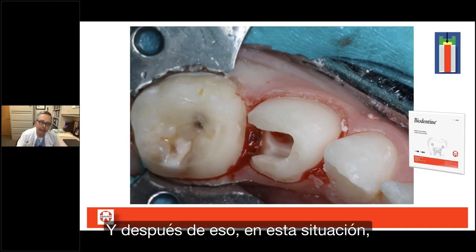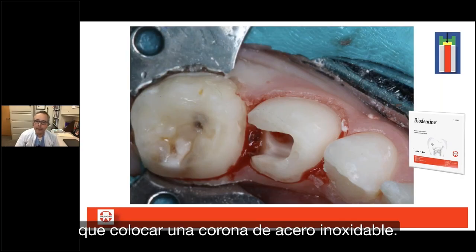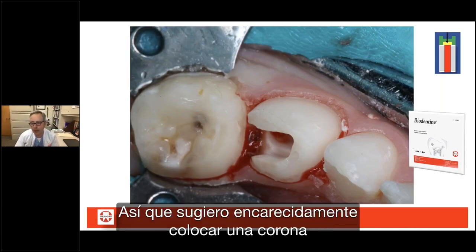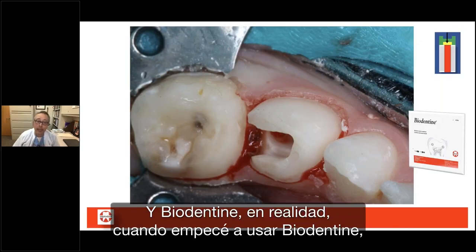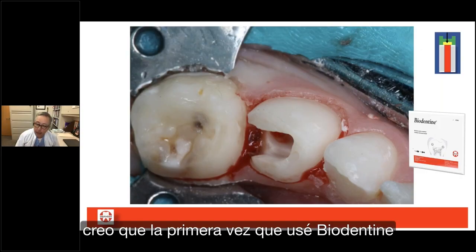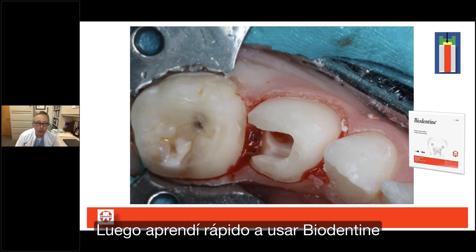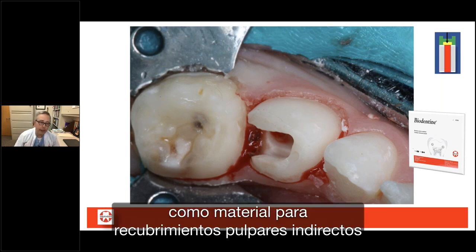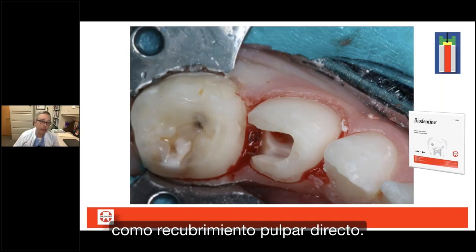And then after that, in this situation, there is no option in my mind other than placing a stainless steel crown. So I highly suggest placing a crown after you do a pulpotomy. And biodentine, actually, the first time that I used biodentine was as a pulpotomy material. Then I quickly learned to use biodentine as a material for indirect pulp caps. But initially, I started to use biodentine as a direct pulp cap.